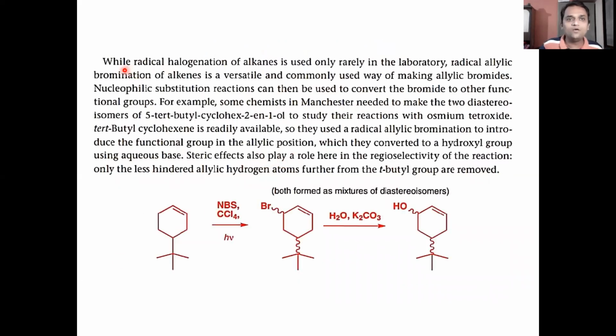Now, while radical halogenation of alkanes is used only rarely in the laboratory, radical allylic bromination of alkenes is a versatile and commonly used way of making allylic bromides. Nucleophilic substitution reactions can then be used to convert the bromide to other functional groups.